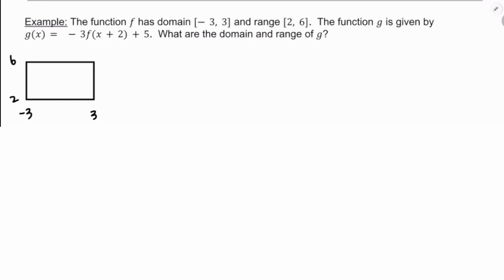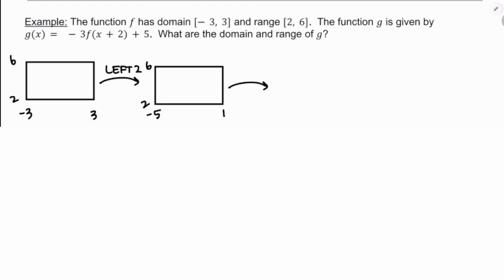Okay, g is -3 f of x plus 2. Well, I'm going to start from the inside and work my way out. f of x plus 2 shifts left 2. So that's just going to impact the x values. The y values will be unchanged. I'll just move to the left by 2. And then the next transform is, okay, multiply by -3. So I'm going to say vertical dilation. I'm not going to write out by a factor of -3, but I can do that.